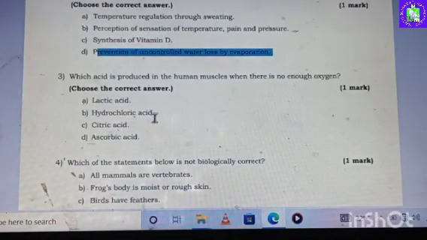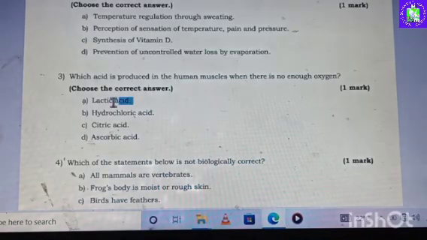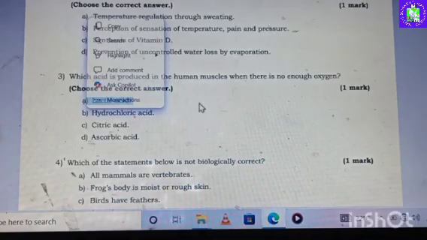Which acid is produced in human muscle when there is not enough oxygen? In that condition we have what we call anaerobic respiration. For anaerobic respiration in humans or animals, is it hydrochloric acid? No. Citric acid? No. Ascorbic acid? No. The correct answer is lactic acid. That is for animals, but for plants, we produce alcohol.